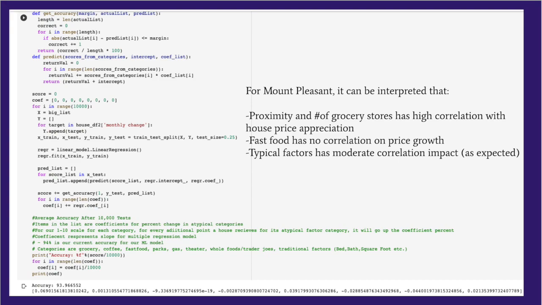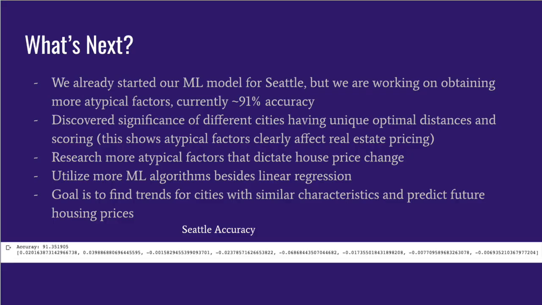This is the snippet of the code that predicts the monthly price change for a house and returns an accuracy of our model. For Mount Pleasant, it can be interpreted that proximity and number of grocery stores had highest correlation with house price appreciation rate, while typical factors had moderate correlation, and fast food had the lowest correlation on the price growth.